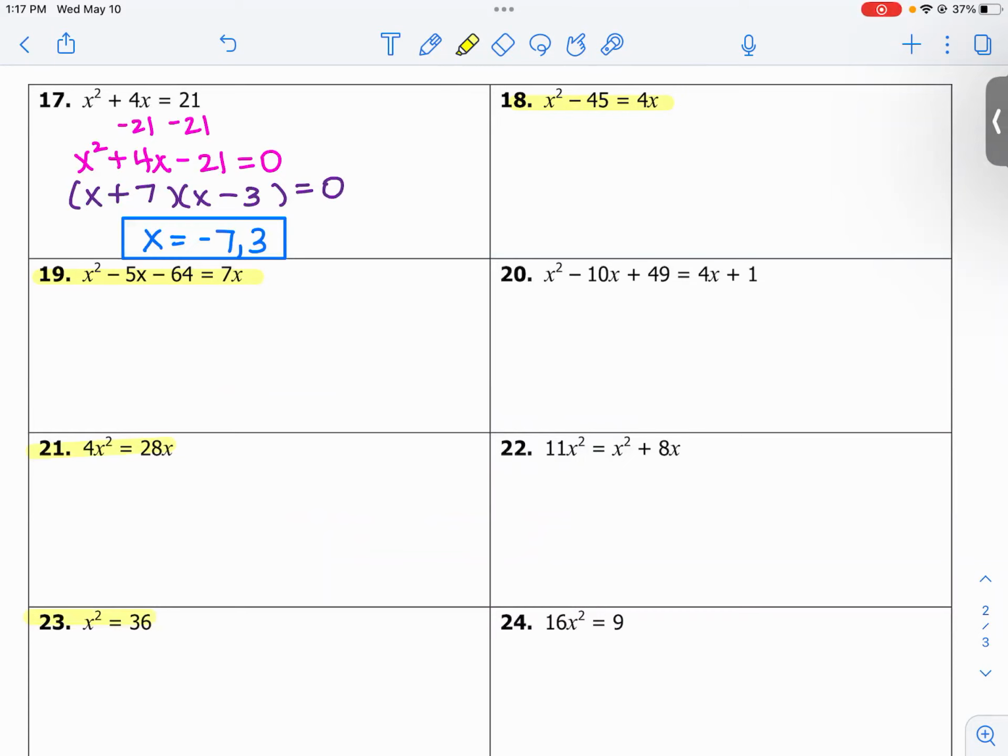I give you 2 minutes to do the 4 that I highlighted right here. I do not mind if you consult your elbow partner, but this is not social time. This is not screwing around time. This is, we're doing math and we're comparing our answers.